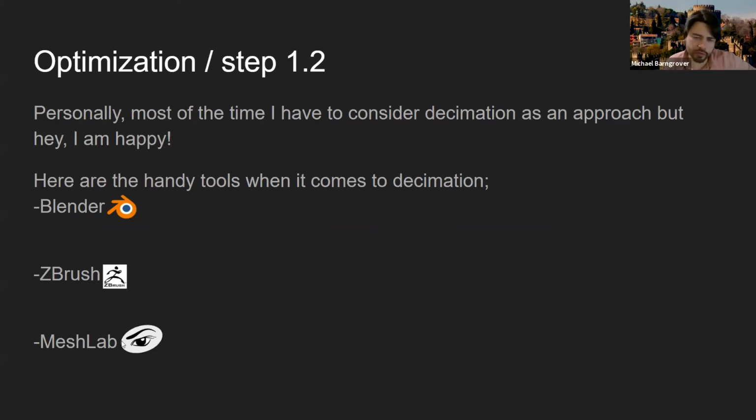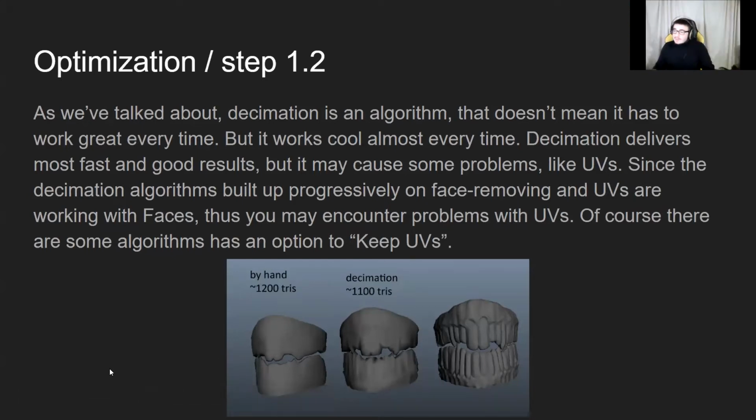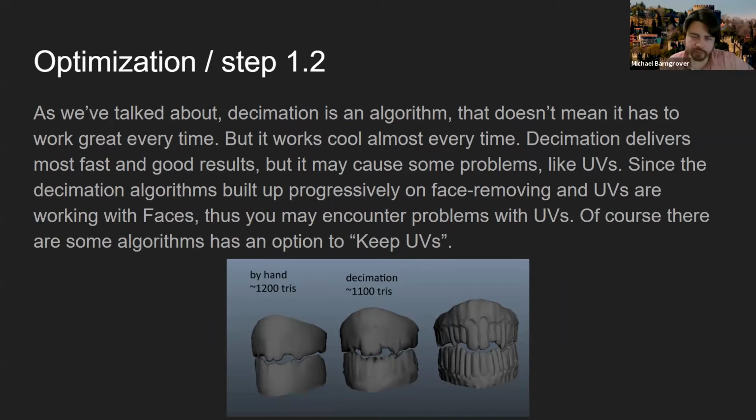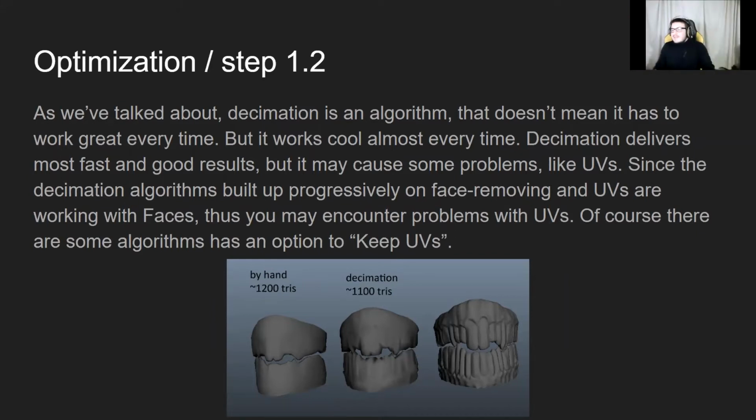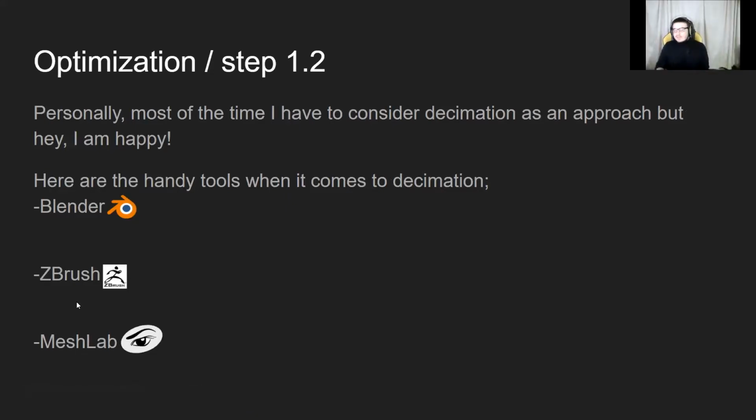But the decimated one was done in like 1/1000th the amount of time. Sorry? The decimated one was done much faster than the retopologized one, right? Yeah, like milliseconds, because it's an algorithm. And there are good algorithms and bad algorithms. I will mention ZBrush in here. I will underline ZBrush. Personally, most of the time I have to consider decimation as an approach, but I'm happy.